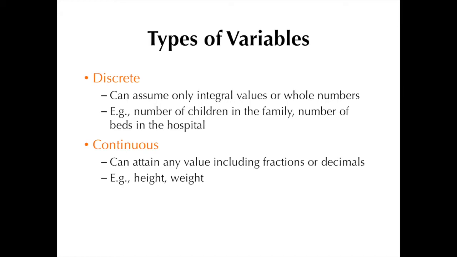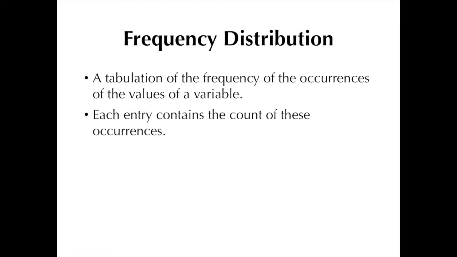So a good way of regarding these two types of quantitative variables is that discrete data can be counted, while continuous data is measured using an instrument. Discrete data contains distinct or separate values, while continuous data includes any value within range. Discrete data is tabulated in what's called a frequency distribution, with each entry containing the count of their occurrences.